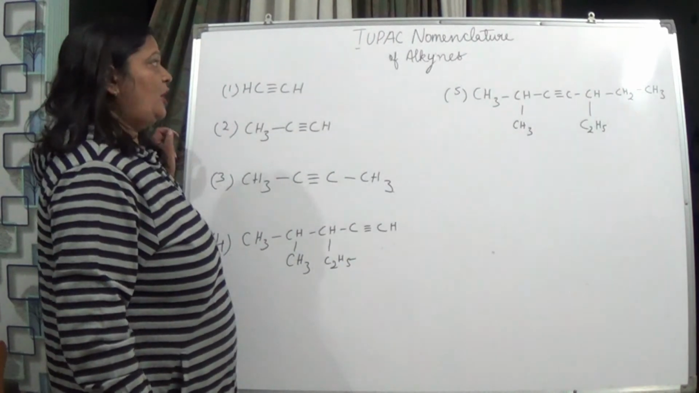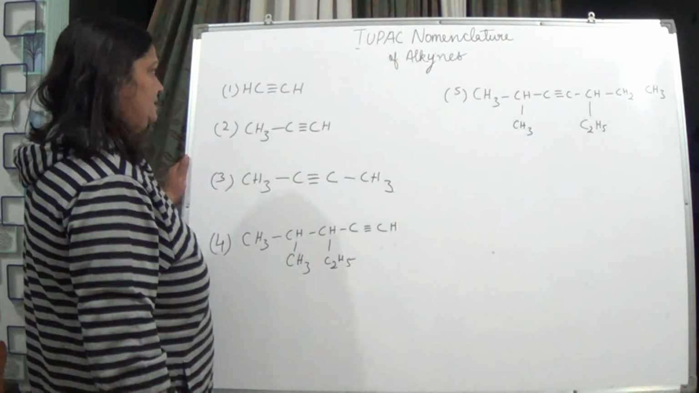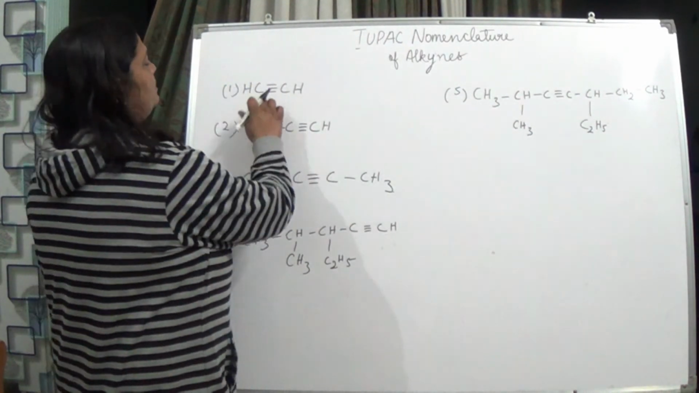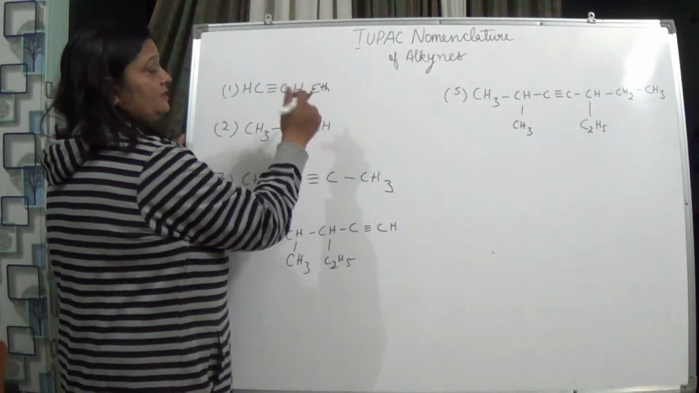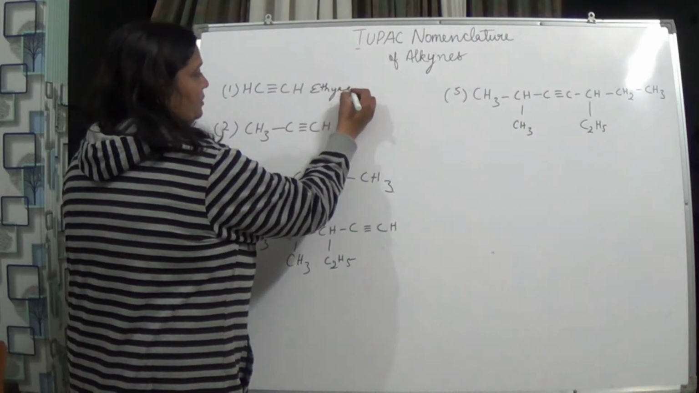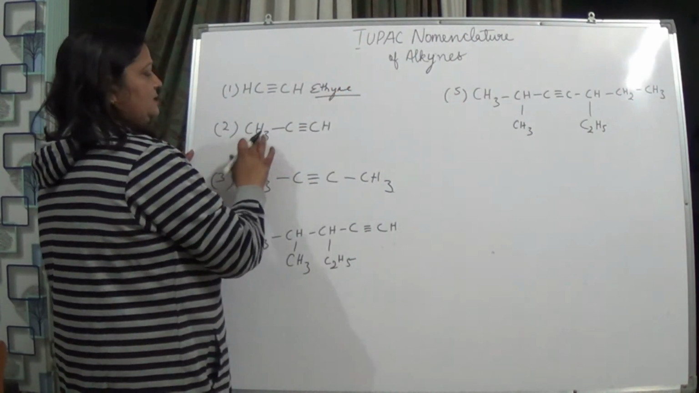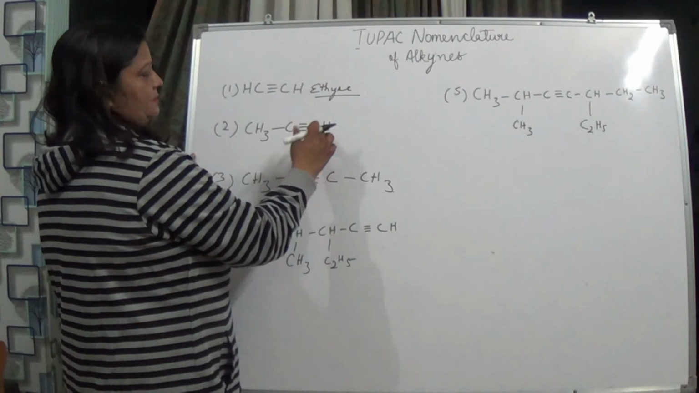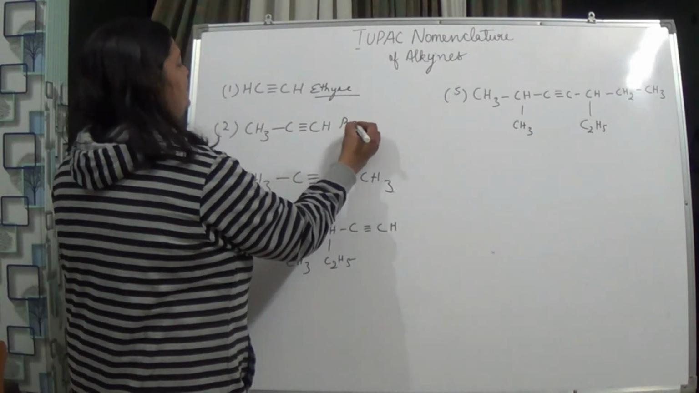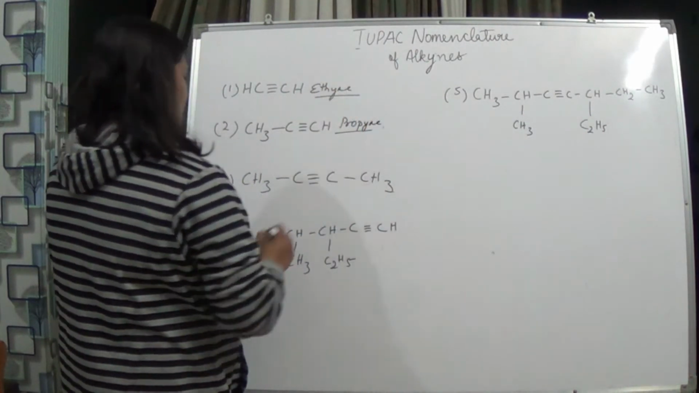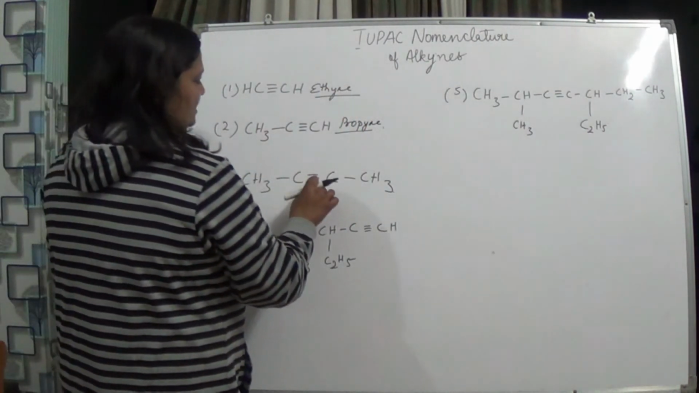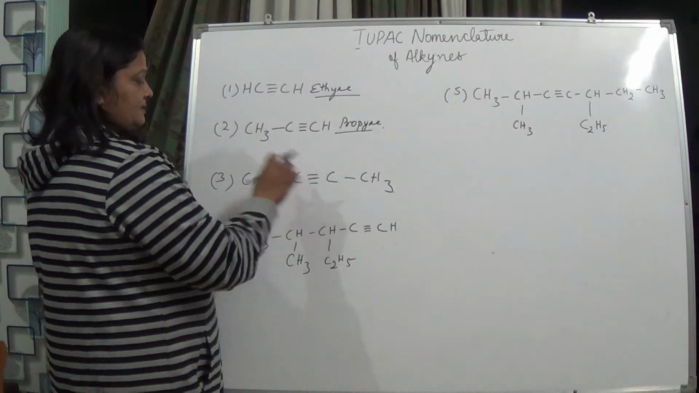Now let us study the IUPAC nomenclature of alkynes. Here there are 2 carbon atoms, so eth, and the suffix will be what? Yne. So ethyne. Here we are saying 3 carbon atoms, so propyne. Next, here we are seeing the triple bond is coming at the center.